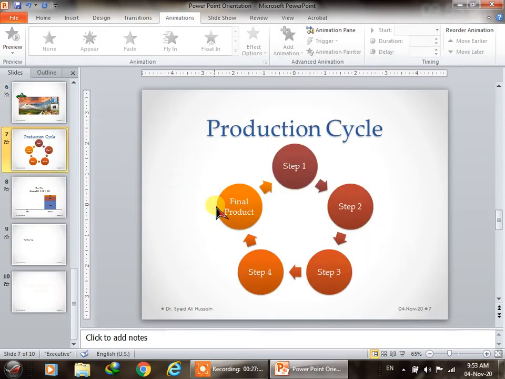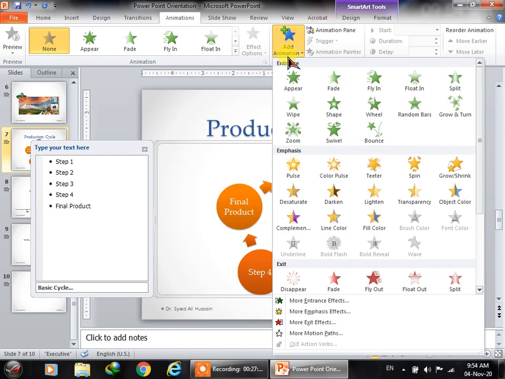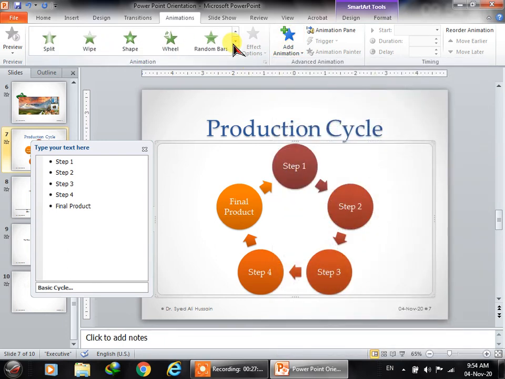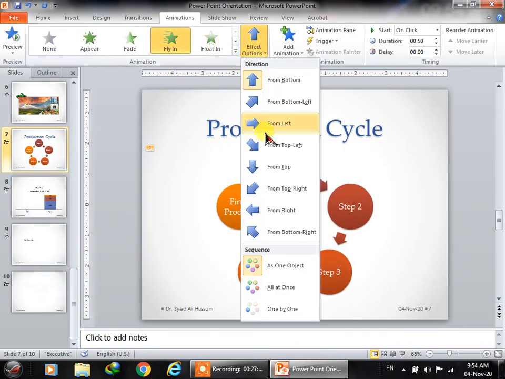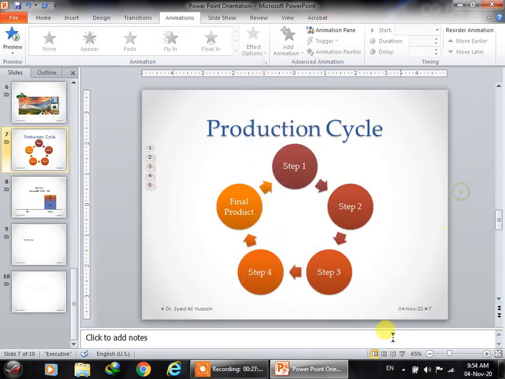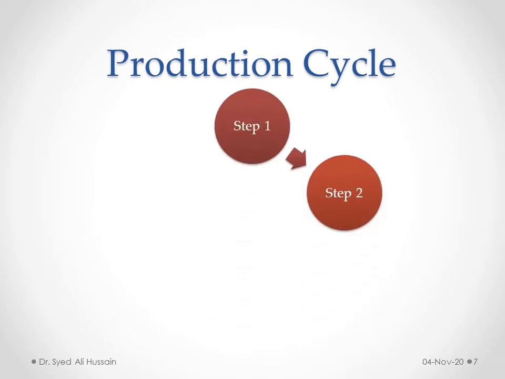Animations are for independent object. For example, I want to animate this. I want to add animation. Let's say these are the animations we call fly in, and in effects one by one. Now see what will happen. You want one step to be revealed. Step 1, then step 2, and I'm doing on click on purpose, or you can set it to automatic timer and you can find these in the setting menu.